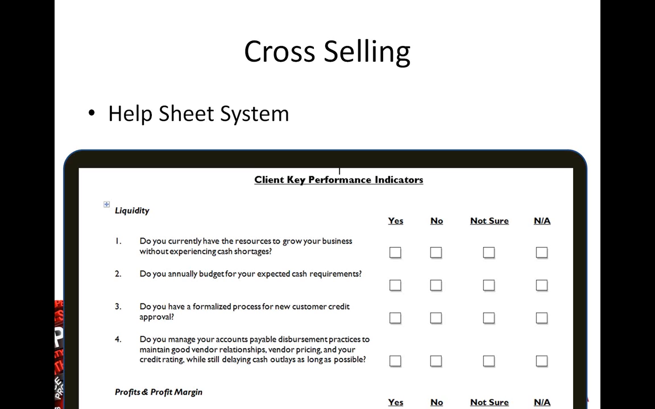So the onus is off me to start the conversation. The help sheet starts the conversation. So go online and look for the help sheets. A really nice resource that does help the cross-selling education.